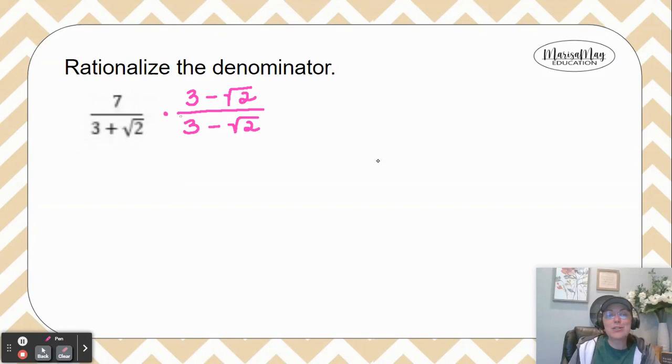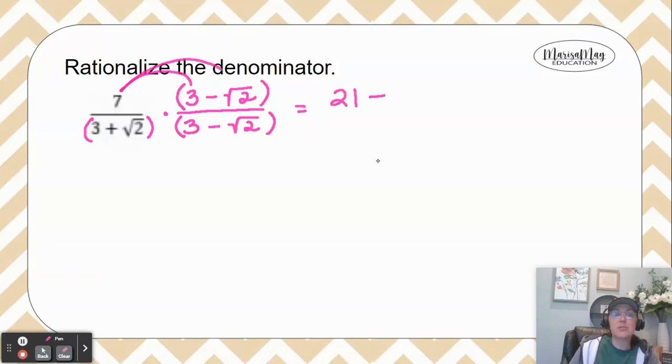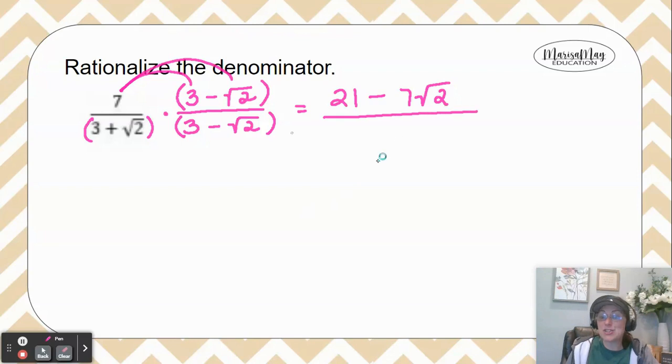Now, I would encourage you to put these in parentheses. A lot of times, if we don't put them in parentheses, we forget that we have to distribute. So putting them in parentheses helps to remember. So now on top, we'll distribute the 7. 7 times 3 gives me 21. 7 times square root of 2 gives me 7 square root of 2. Be real careful. I have students who want to make that square root of 14. Can't do that. Okay. Then on the bottom, I got to FOIL or distribute.